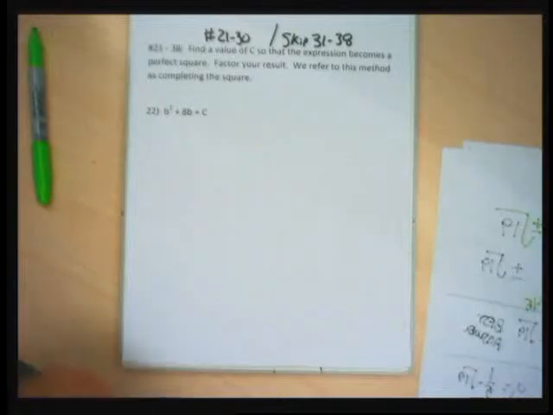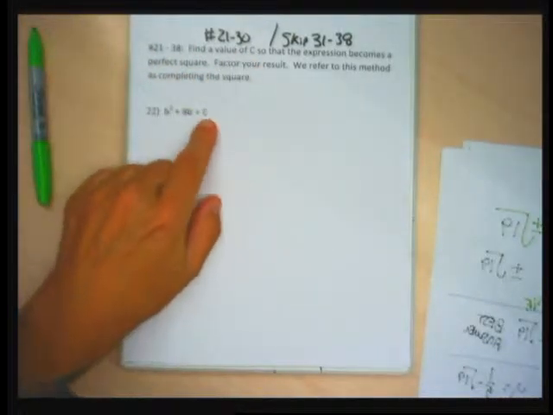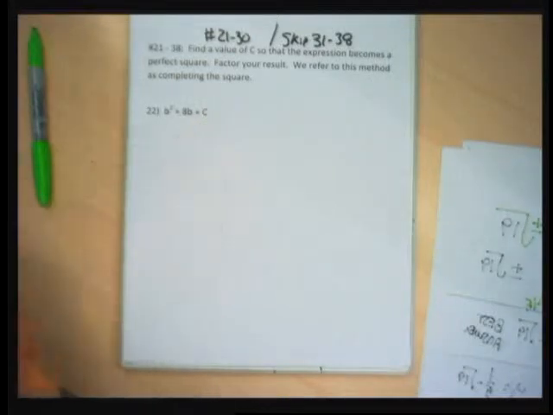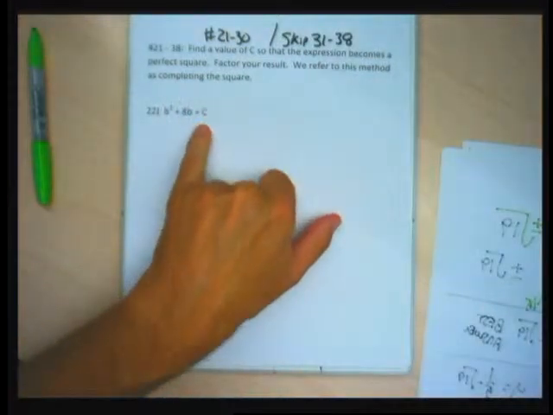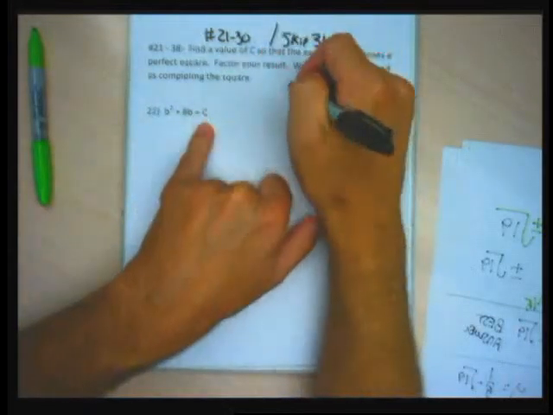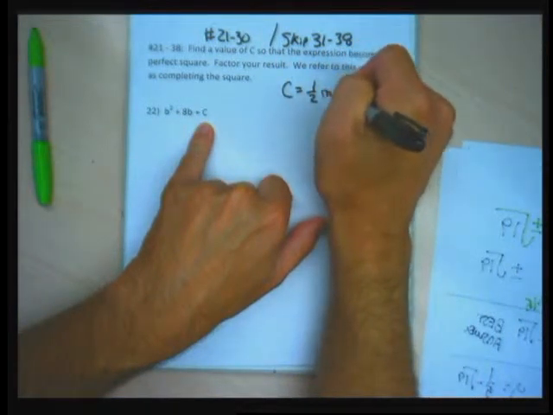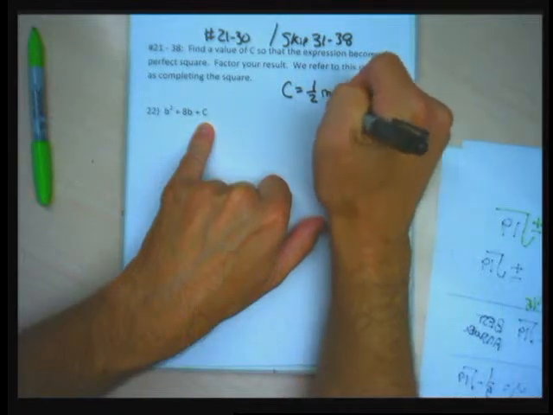So the instructions for these problems basically say replace the c with a number so that when you factor the result, you get two identical parentheses. And this method of changing a c to a number is called completing the square. The number that's going to work for c, we usually say that c equals half the middle term, squared.